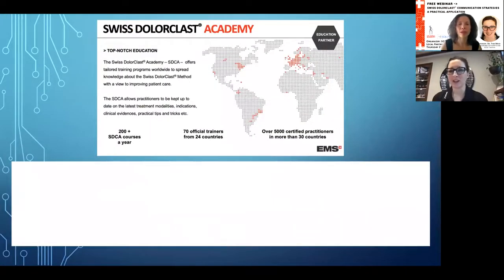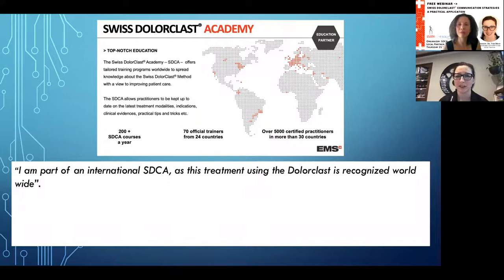The other thing I say to them is that if you're currently using the DolorClast, you should be listed as part of the Academy, so people can find you all over the world. If someone happens to be traveling on the other side of the world, they can look up someone who's part of the Swiss DolorClast Academy that can give them some shockwave. If you're not on the list, you should be. So I say to them, I'm part of the international SDSA.